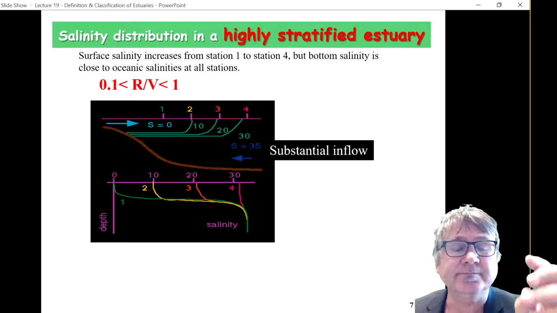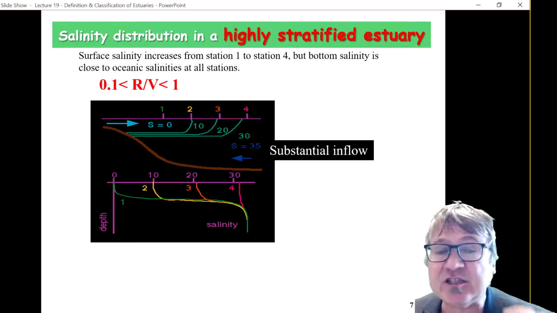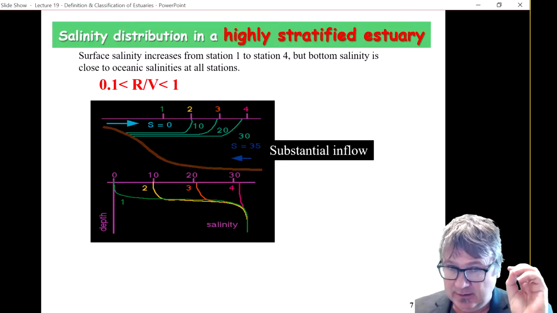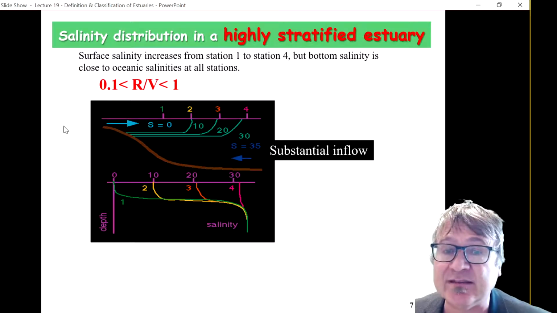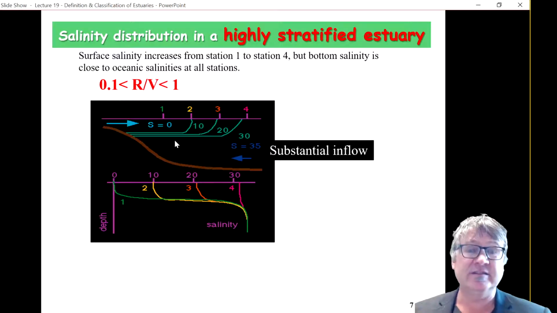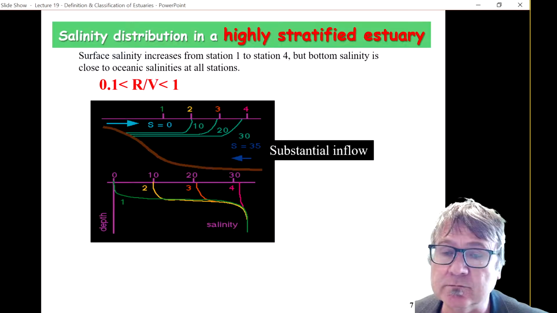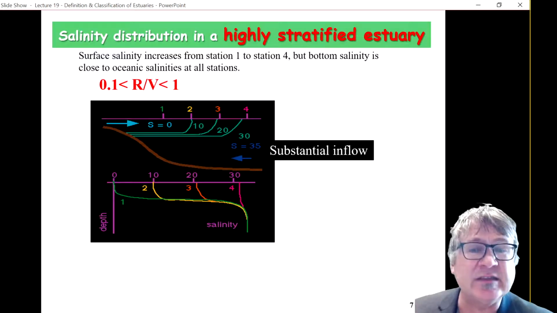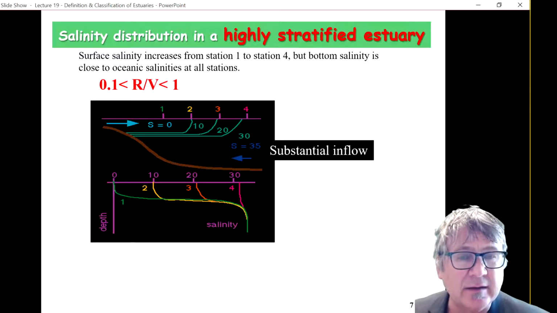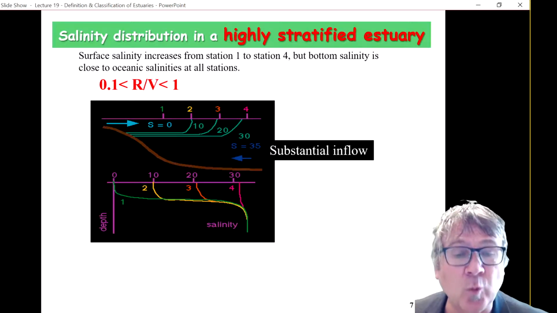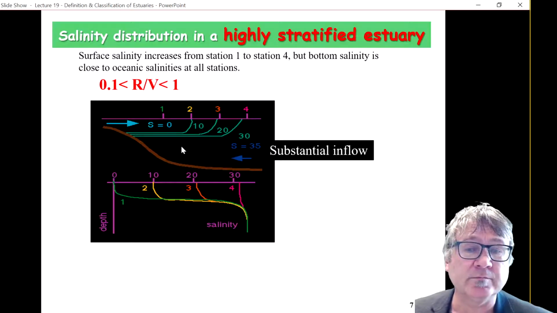In this system, you have a substantial inflow of seawater through the bottom layer. A significant inflow of water. All of a sudden, for this system, you get a big inflow. There's also a slight difference in the salinity in the upper layer, and that might actually explain why you have this inflow.